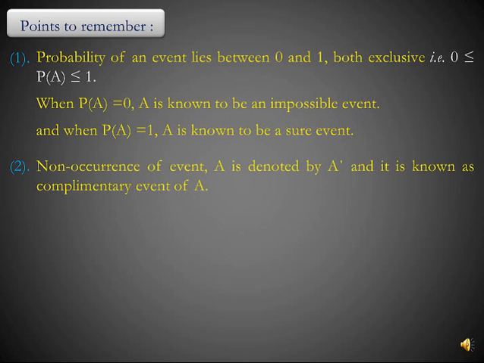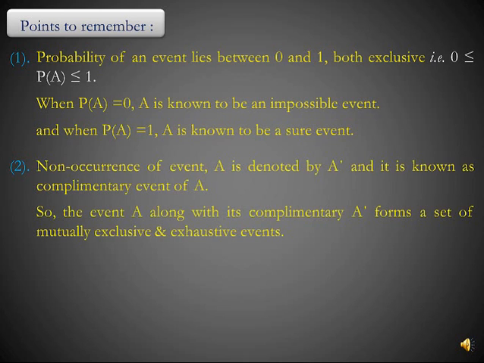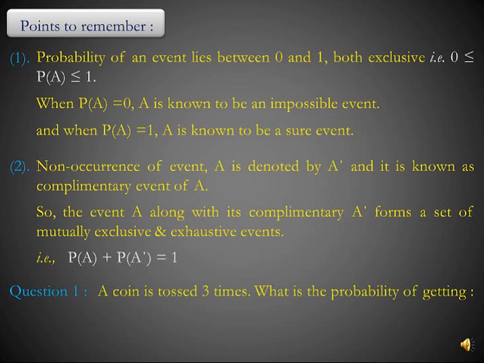Second is non-occurrence of event A is denoted by A dash and it is known as the complementary event of A. So the event A along with its complementary A dash forms a set of mutually exclusive and exhaustive events. That is, we can say P(A) plus P(A dash), or probability of A plus probability of A dash, will always be equal to 1.